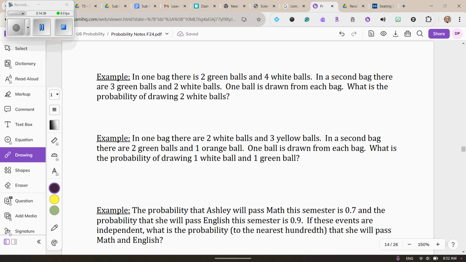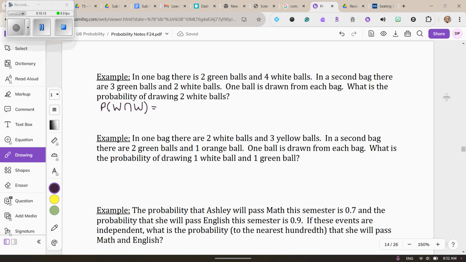In one bag, there are 2 green balls and 4 white balls. In the second bag, there are 3 green balls and 2 white balls. 1 ball is drawn from each bag. What is the probability of drawing 2 white balls? So a little bit of notation here. Our probability, we are looking for a white ball and another white ball. That would help me decipher what operation to use. Means I'm going to be multiplying.